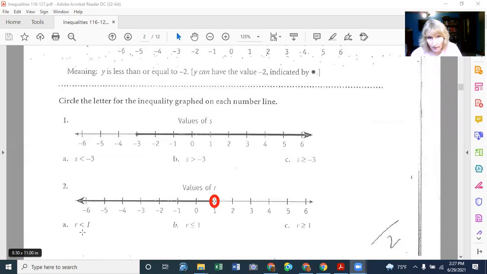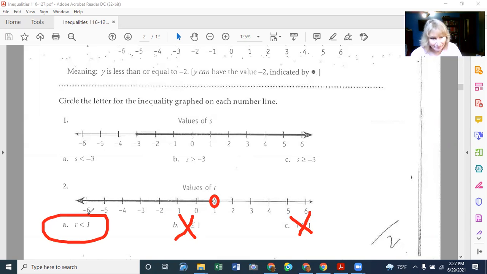So we have r is less than 1, we have r is less than or equal to 1, and we have r is greater than or equal to 1. Well, we know that the arrow is going to the left, so we don't want numbers greater than 1. So let's cross that one off. Now we just have to decide, do we want numbers less than 1 or numbers less than and equal to 1? Well, the open circle tells us the answer. We don't want them to be equal to 1, so that crosses that one off. So the correct answer is A.